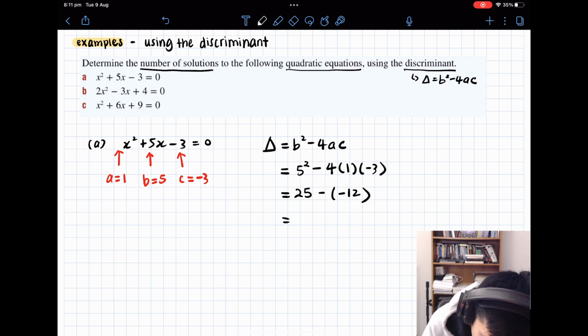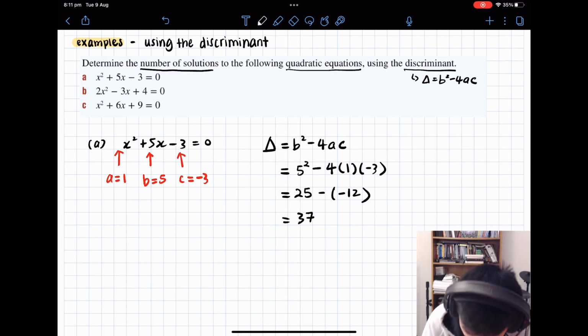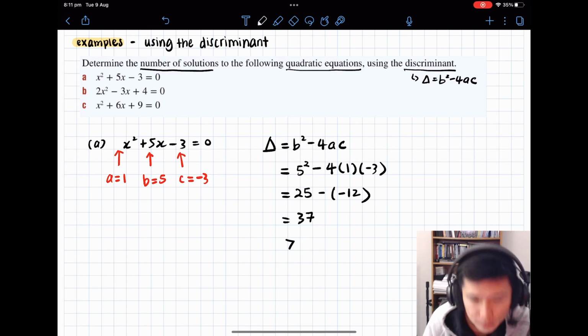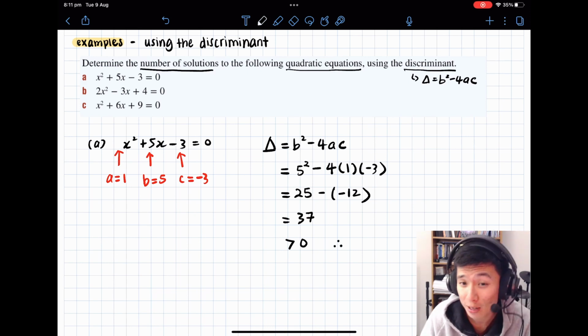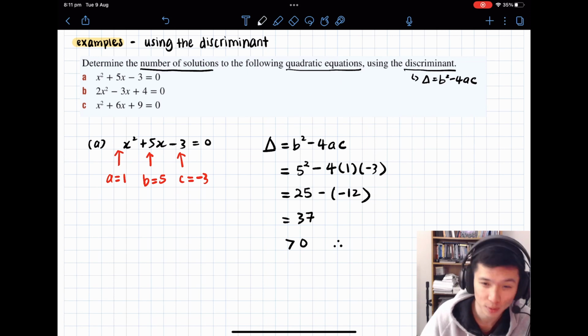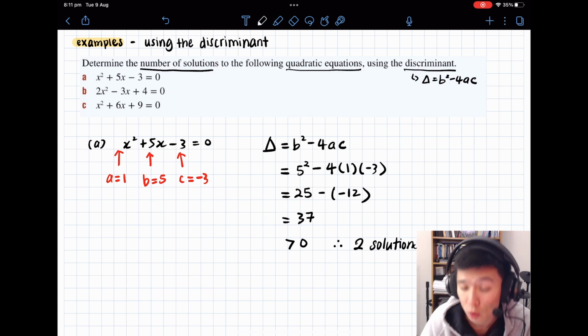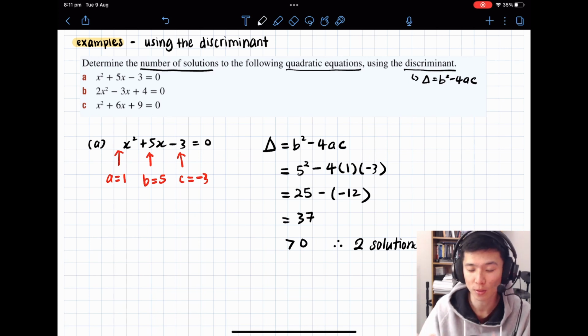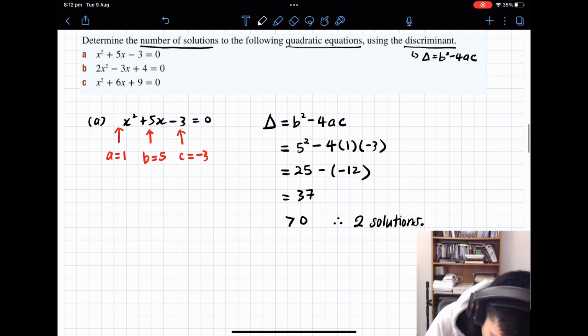We get 37. And 37 is definitely a positive number, right? 37 is greater than 0 because it's positive. So what happens when the discriminant is greater than 0? Well, if you scroll up a little, you can see that we get 2 solutions. So how many solutions are there? There are 2. I haven't found the solutions yet. I could if I wanted to, but I know that there must be 2 solutions. So I'm going to let you have a go at B. I'll do C with you.